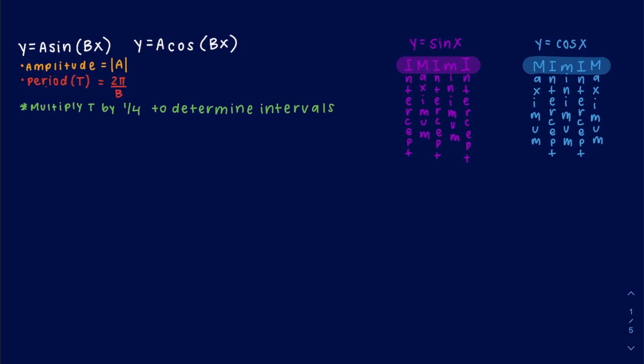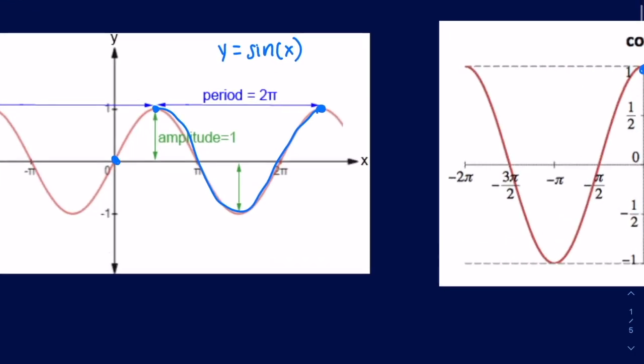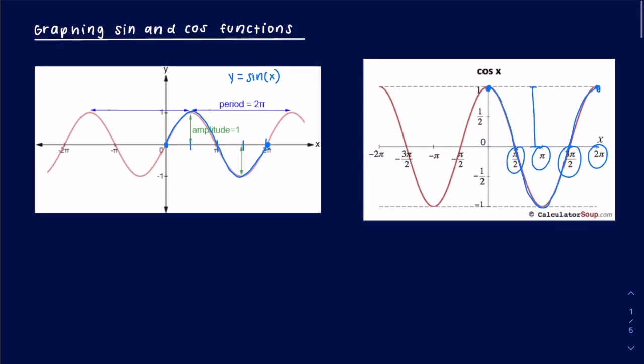Now, we have our amplitude and our period, but that's not enough information to actually graph the function. So in order to plot enough points to actually figure out the shape of the curve, we have to multiply t, or the period, by 1/4. So multiplying the period by 1/4 determines the intervals. So going back up here, the period of this graph was up to 2 pi, but we have 4 intervals in between, which is basically what we're finding when we're multiplying the period by 1/4.